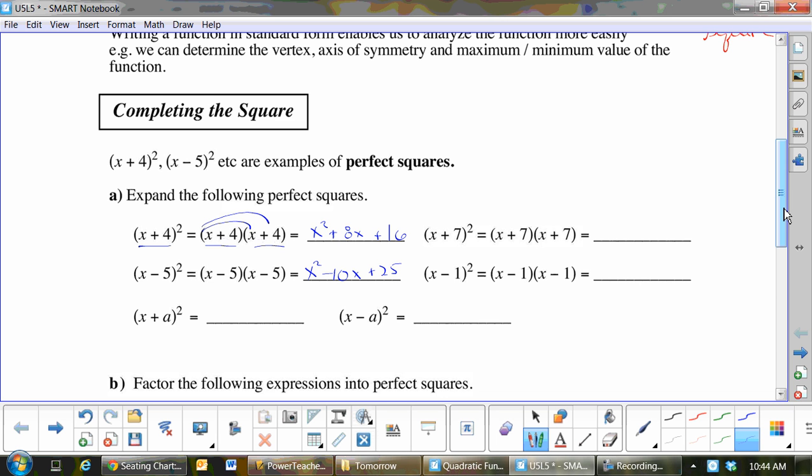Anything? Both have x squareds first. Yes? 25 and 16 are both perfect squares. Nice. Yeah. If you square root x squared, you get x. If you square root 16, you get the 4. Same with the 25.